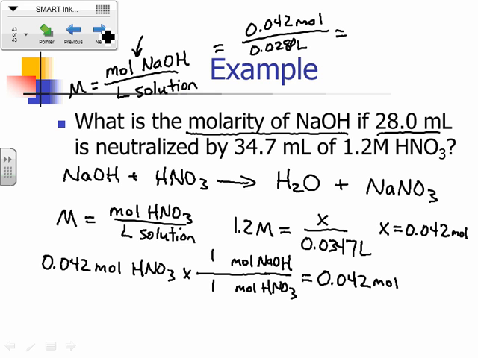Why are we rounding it to 2 sig figs, ultimately? Which are the numbers in our problem here? 1.2. Yeah, this one, 1.2 molar, that's only 2 sig figs, right? So we're going to end up with 1.5 is the concentration of our NaOH.